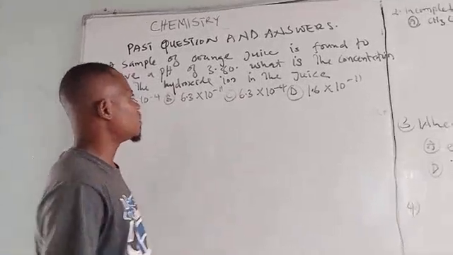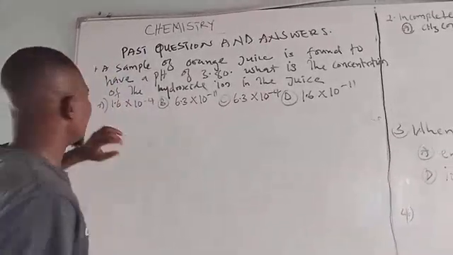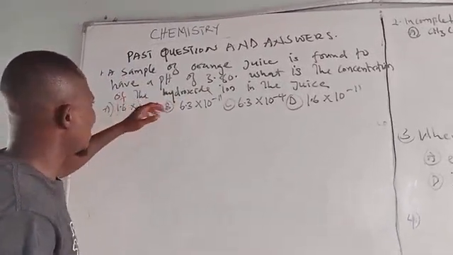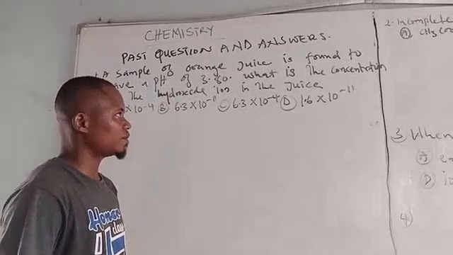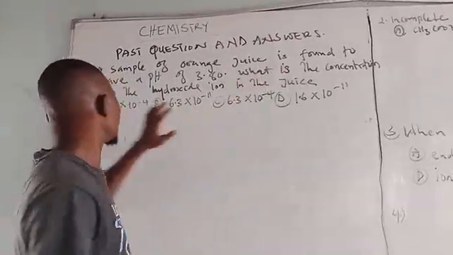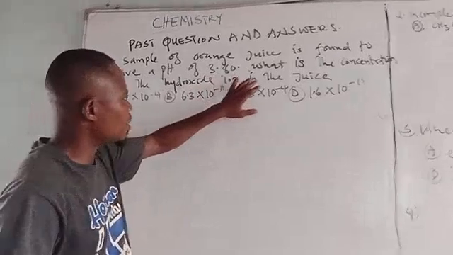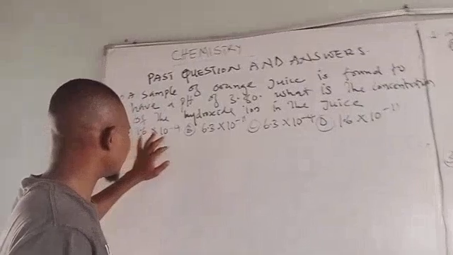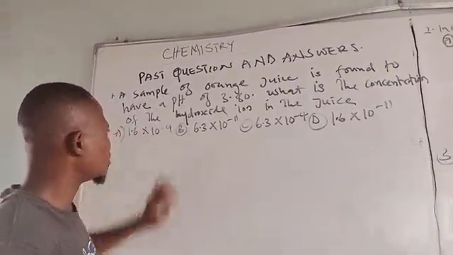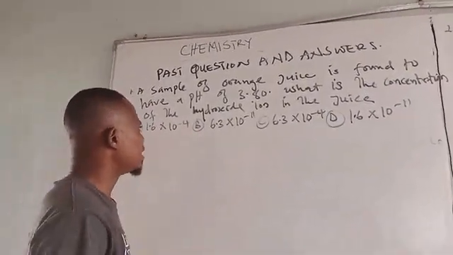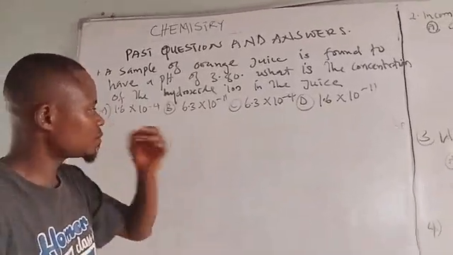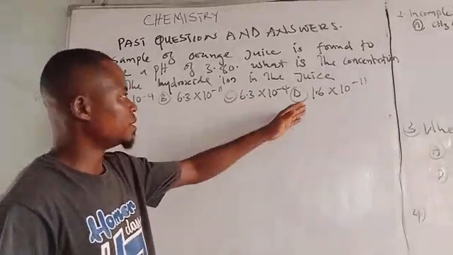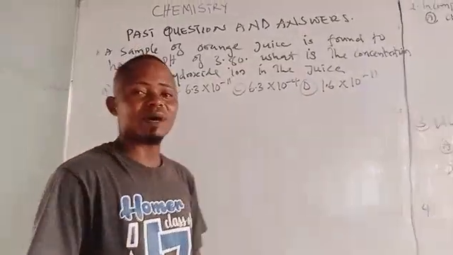Now today let's start. Question 1. A sample of orange juice is found to have a pH of 3.80. What is the concentration of the hydroxide ion in the juice? Option A, 1.6 times 10 raised to power minus 4. Option B, 6.3 times 10 raised to power minus 11. Option C, 6.3 times 10 raised to power minus 4. Option D, 1.6 times 10 raised to power minus 11.